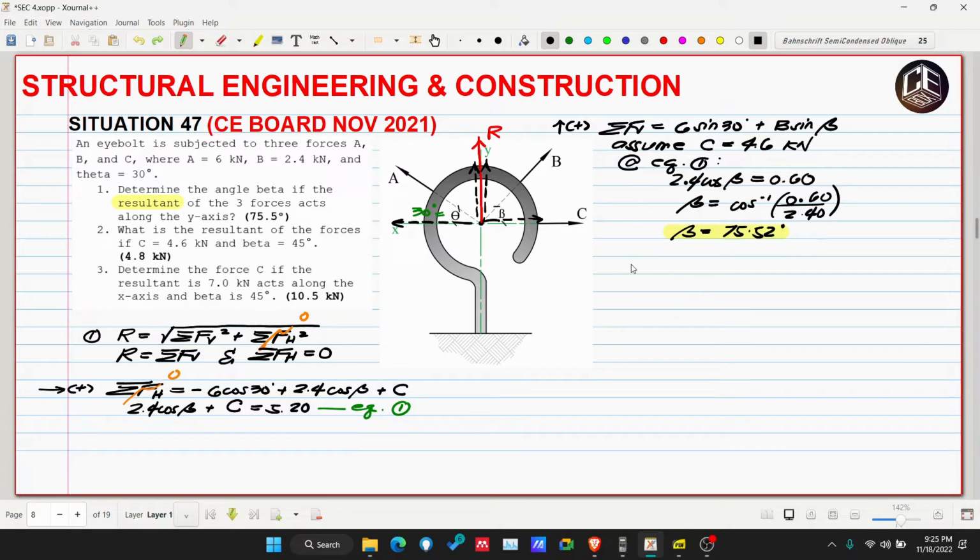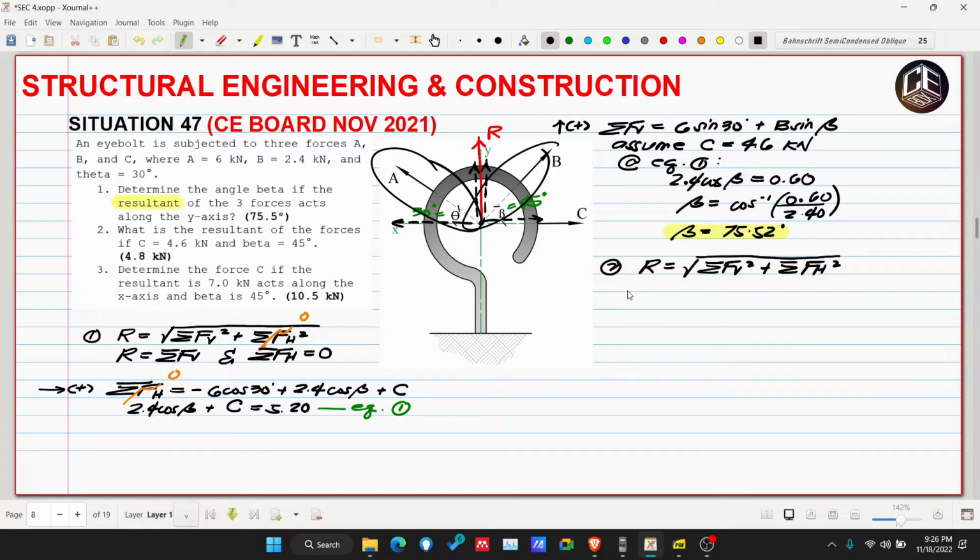So number 2. What is the resultant of the forces if C is 4.6 and beta is 45 degrees? So beta is now 45 degrees, so it's easier. Our FH is no longer 0, because we have force C and also the horizontal components of A and B. So R is equivalent to the square root of the summation of FV squared plus the summation of FH squared.